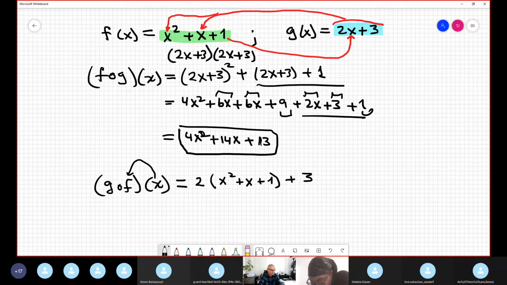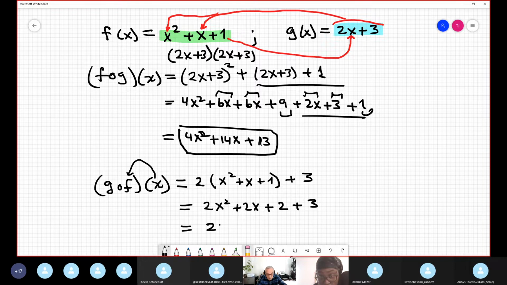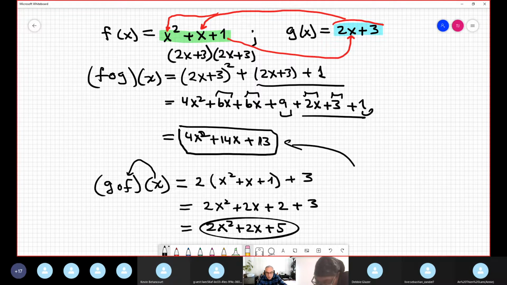Do you understand or no? Sure? And do you leave it like that or no? There is no reason to have this parenthesis. So it's 2x squared plus 2x plus 1 plus 2, sorry, plus 3. The final answer is 2x squared plus 2x plus 5. And when you compare this expression and this expression, it's completely different.